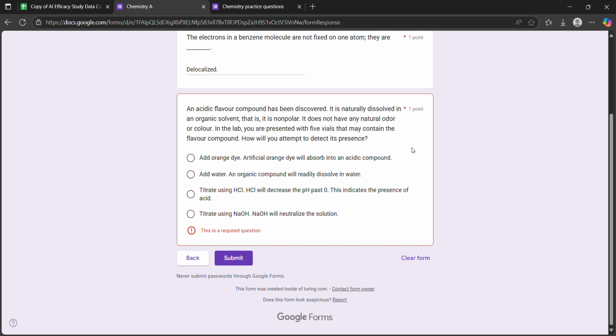An acidic flavor. Okay, so there is an acidic flavor compound and it gets dissolved in an organic solvent that is non-polar. It does not have any natural odor or color. In the lab, you are presented with 5 vials that may contain the flavor compound. How will you attempt to detect its presence? Add orange dye. Artificial orange dye will absorb it into an acidic compound. Add water. An organic compound will readily dissolve in water. Titrate using HCl.